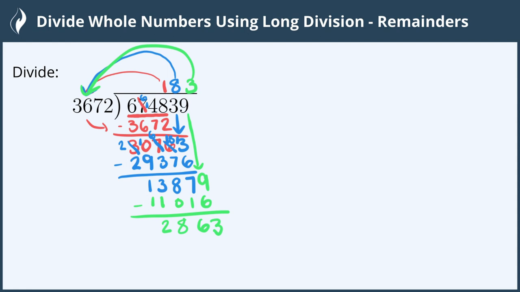I could not have gone in one more time. So 3 was as big as that one could go. So this is our remainder, 2,863. And so our answer is 183 with a remainder of 2,863.